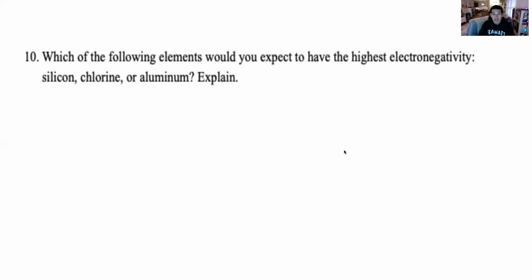All right, so hopefully these 10 questions have given you some good practice and they have helped you remember the material we have covered on the periodic table, and now you should be ready to take the periodic table assessment.